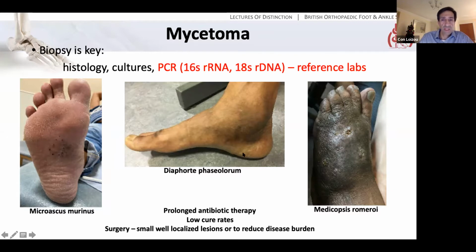Now, treatment in such cases requires prolonged antibiotic therapy, fairly low cure rates, and surgeries performed sometimes from small and well-localized lesions, or to reduce the disease burden.